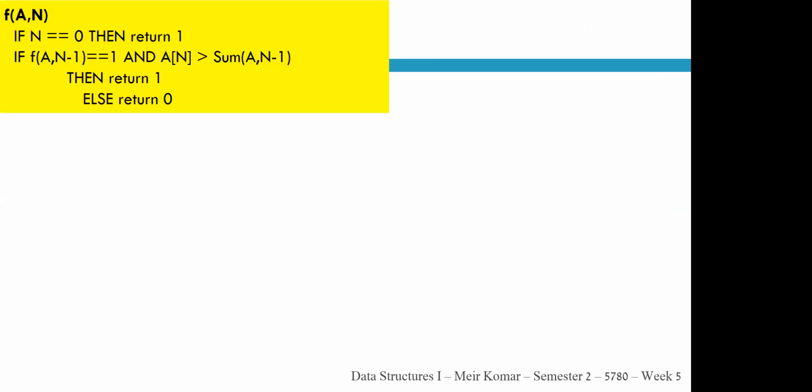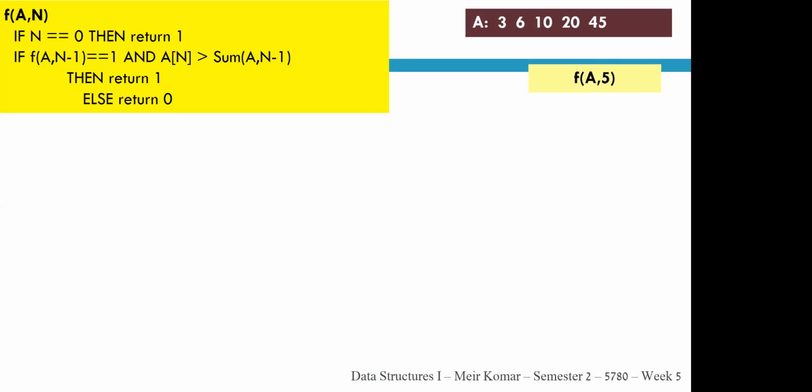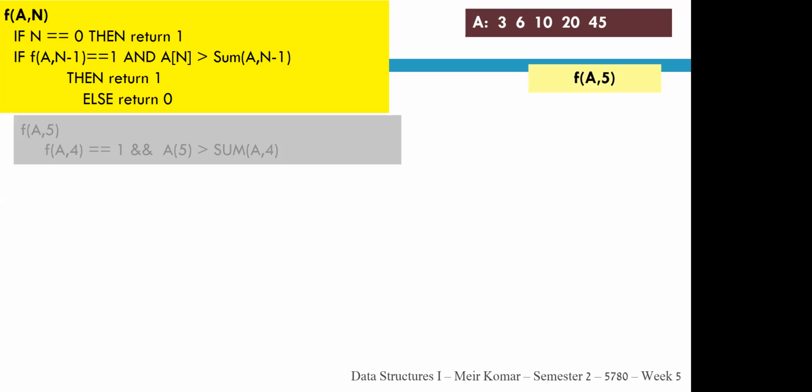Let's take a look together. Here's our function, and here's my array A. It's a small array so we can see it. So what are we doing? I'm going to call the function with A5, where 5 is n because I have 5 values. So basically my call f of A5 says the following.